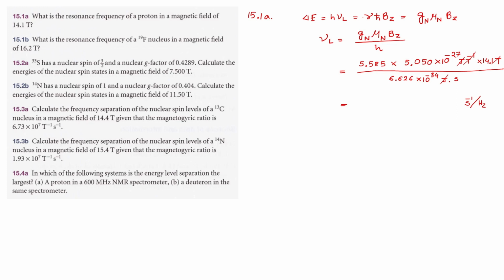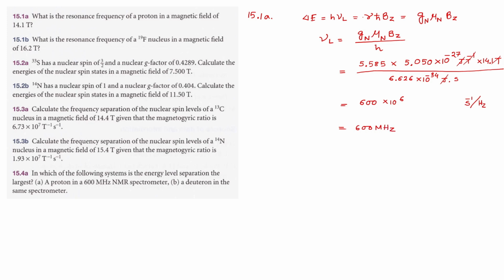So let me calculate and give you the value. 5.585 into 5.050 into 10 to the power minus 27 into 14.1 divided by 6.626 into 10 to the power minus 34, divided by 10 to the power 6. That will come around 600 into 10 to the power 6, which is actually 600 megahertz.